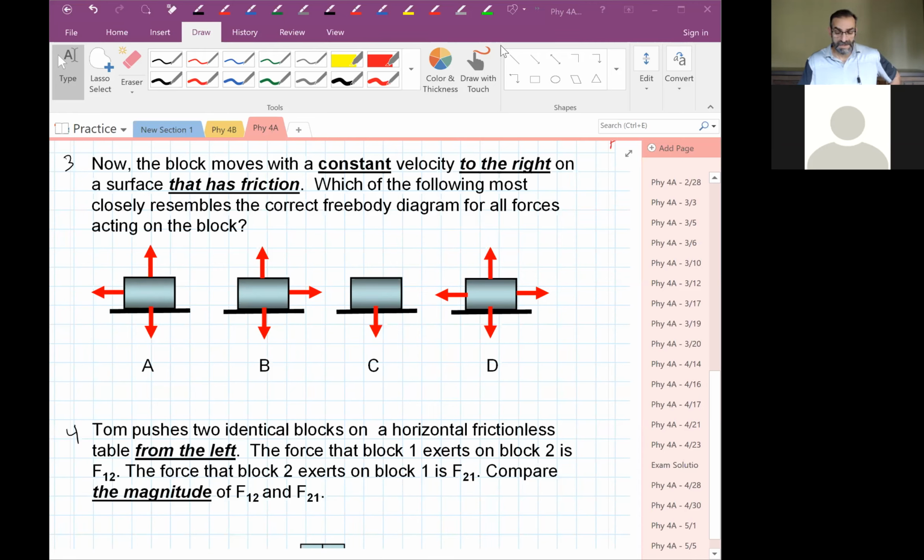This is a different question than the previous one. This doesn't tell us anything about the acceleration of the block. Just says it's moving. Oh, it does say it's moving with constant velocity. Yeah. Constant velocity to the right on a surface that has friction.